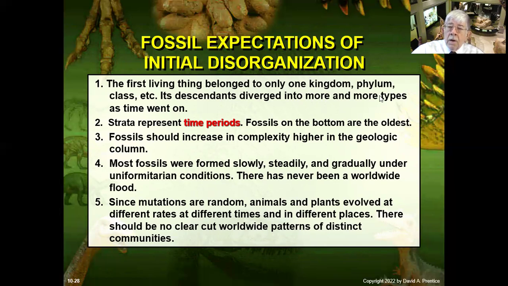And since there are random mutation rates in living things, animals and plants in North America should have been evolving differently than those in Africa, those in Asia, those in Europe, and so forth. Animals and plants would have evolved at different rates at different times in different places. There should be no clear-cut pattern of ecological communities worldwide.